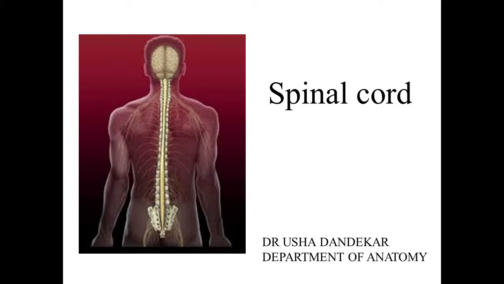The topic of today's lecture is the spinal cord. The spinal cord is an elongated, cylindrical part of the central nervous system, and it is slightly flattened anteroposteriorly. It occupies the upper two-thirds of the vertebral column, receives sensory inputs, integrates and associates the information, and produces reflex responses.